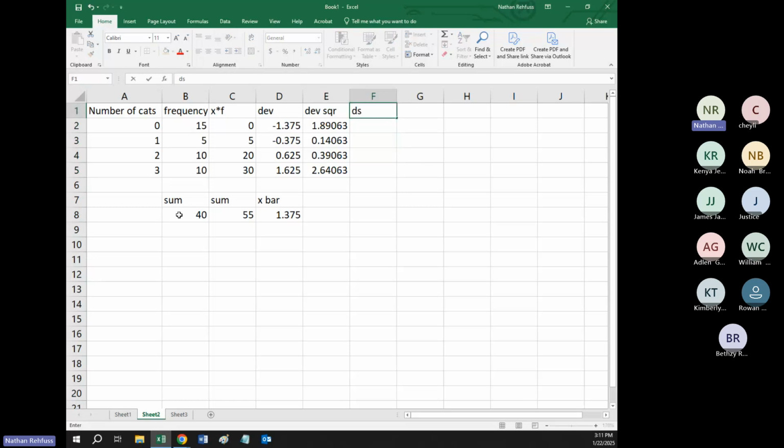I need to do my deviation squared multiplied by my frequency. If 15 people each have a deviation squared of 1.89, 1.89 times 15 is 28. Together, these 15 people have 28 deviation squared among them. Now we can fill down. My 10 3-cat houses have 26.4 squared deviation among them. So these are the sums of the 40 deviation squareds for the 40 households. 15 of these, 5 of these, 10 of these, and 10 of those.